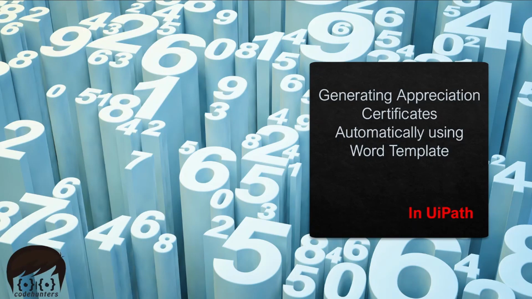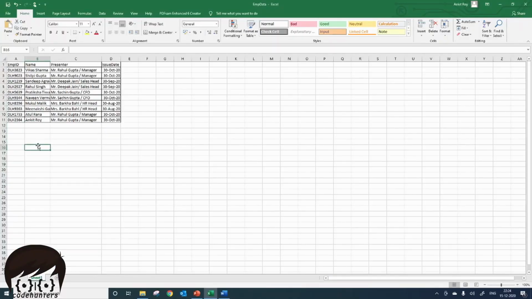In this section, we will create a UiPath process which will generate appreciation certificates from Excel data. So the process is something like this. We have this Excel sheet which contains some employee data such as employee ID, name, the presenter and the issue date. Now we want to generate certificates for all these employees, and for that we have a certificate template in a Word document which is like this.